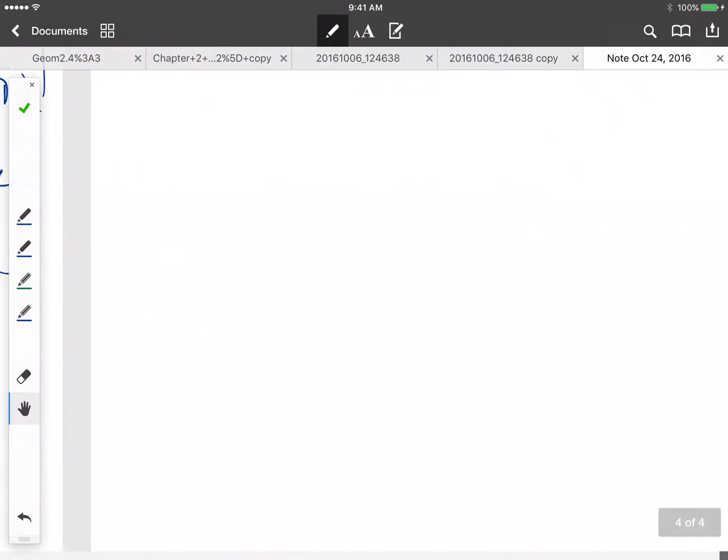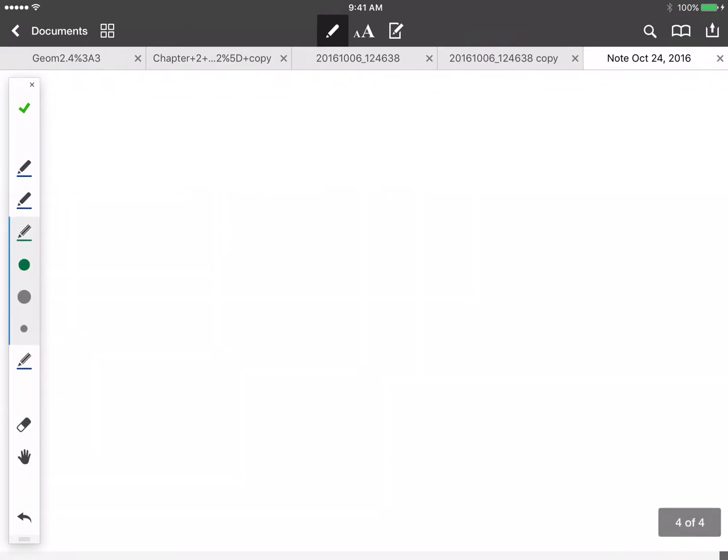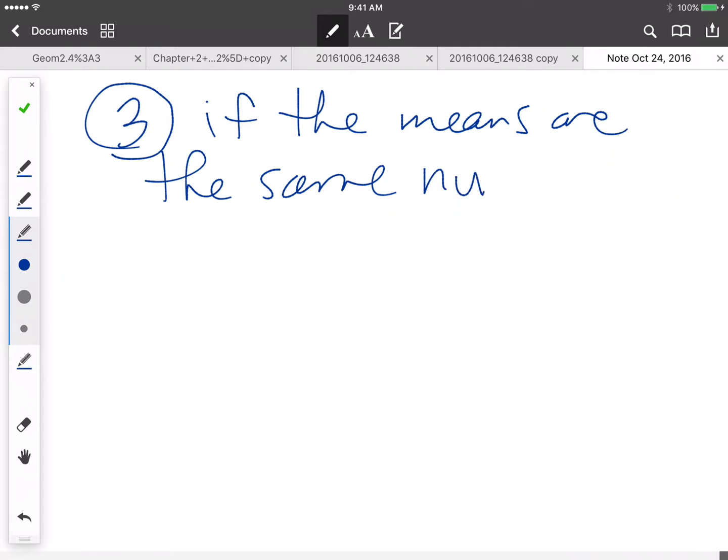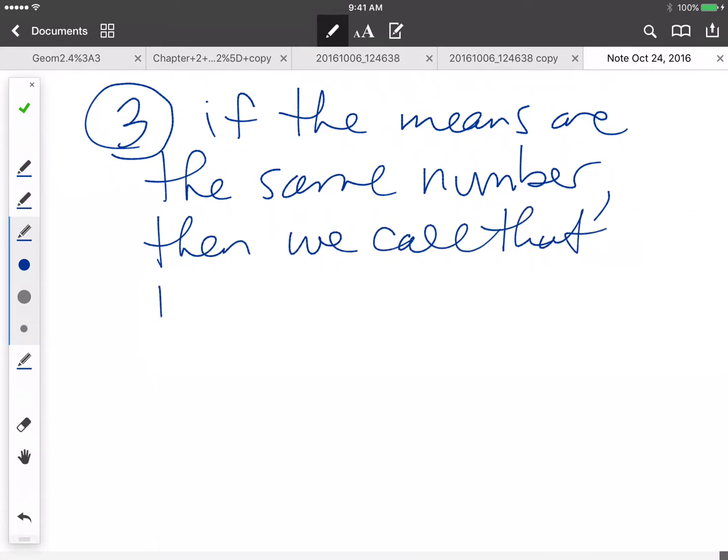It brings us to another idea, which is very important coming up in triangles. And so this is number 3. And it says, if the means are the same number, then we call that number a geometric mean.